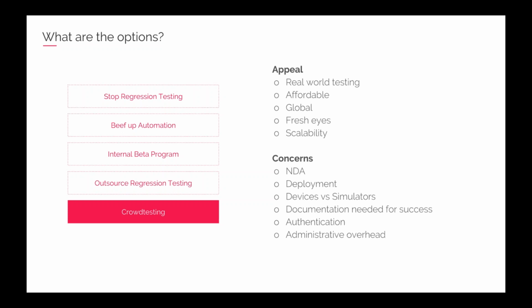NDA, and deployment: how are we going to get the build to all these people? Are they actually using devices, or are they using simulators? What kind of documentation do we need for this? That was important to us because at UI, we don't traditionally write overly detailed test cases like you get from other corporations. We're very big believers of exploratory testing and high-level documentation. So if this investment required us to start writing these overly detailed test cases, then it wasn't going to work for us.